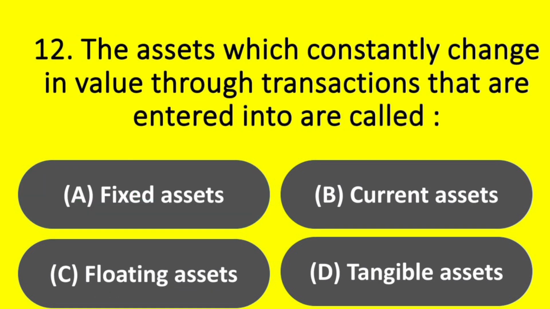The assets which constantly change in value through transactions that are entered into are called: option A, Fixed assets; option B, Current assets; option C, Floating assets; option D, Tangible assets. Answer: option C, Floating assets.